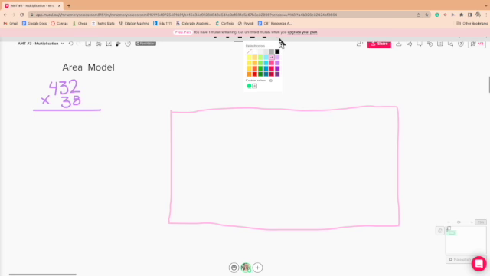So to start off, up here, I am going to write 432, but I'm going to break it apart into its parts. So first we have 400. Then in our tens place, we have 30. And in our ones place, we have 2.